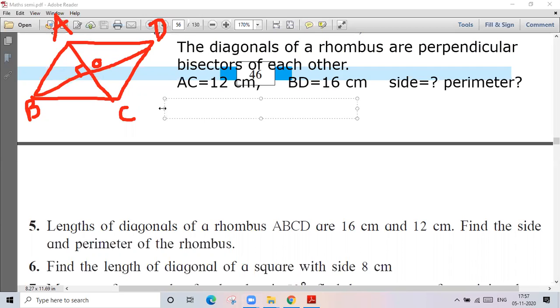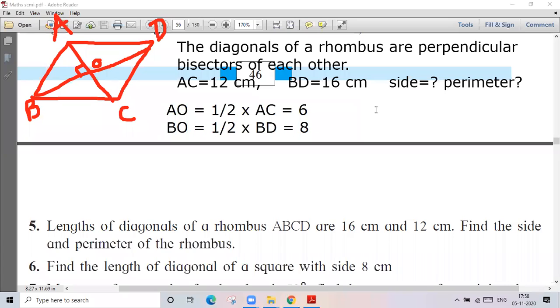Here you can write that AO is equal to half into AC. Half into AC, that is, half of 12 is 6. Right? Then similarly BO: BO is equal to half into BD. Half of 16 is 8. Right? आता आपण AB काढूया.